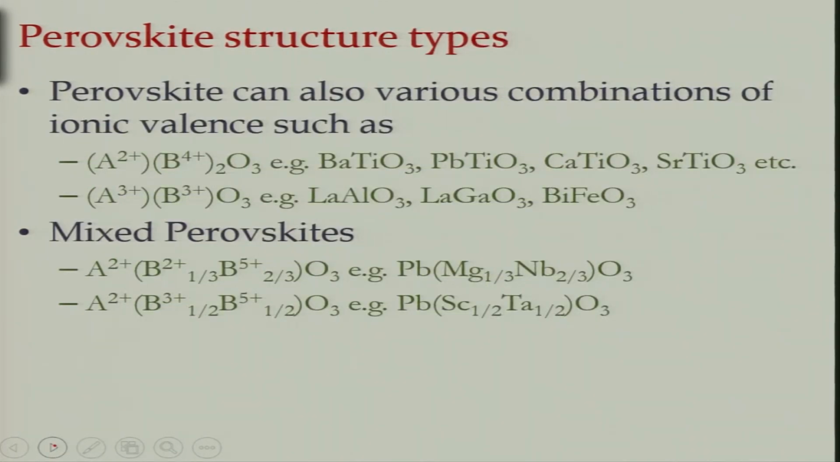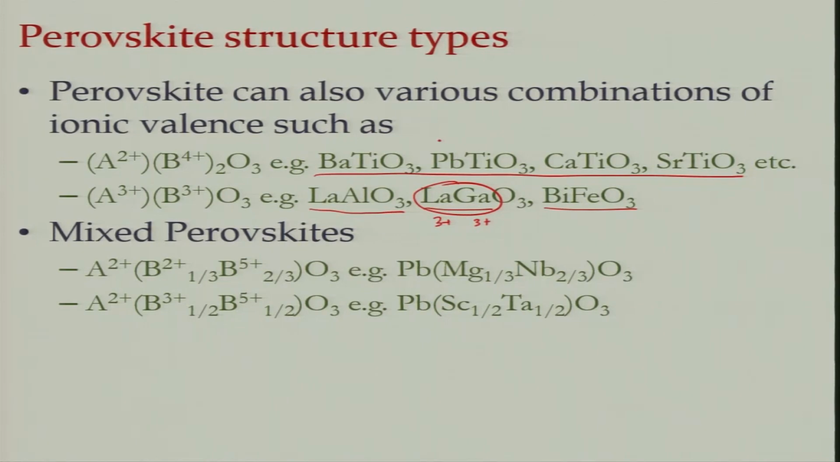And these perovskites are not only ABO3 kind of perovskites, they can also be a mixture of cations of different types. So, not only do you have BaTiO3, PbTiO3, etc., you can also have A3+B3+ kind of combination. In this case you can have lanthanum aluminate, lanthanum gallate, bismuth ferrite. Here you can see the valence of the cations is 2 plus and 4 plus. In the second case you have 3 plus and 3 plus.